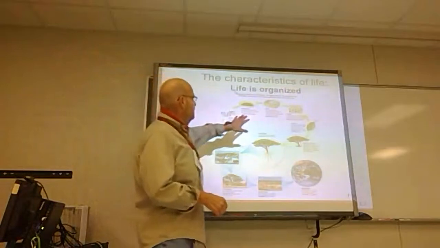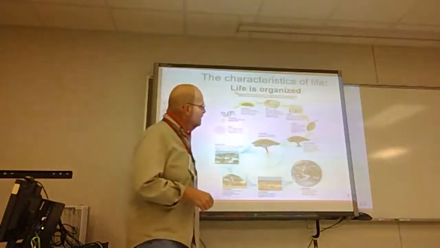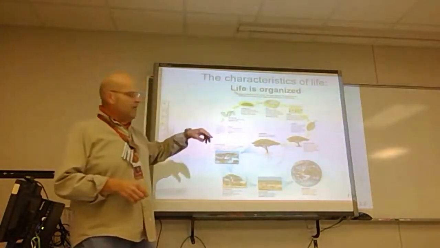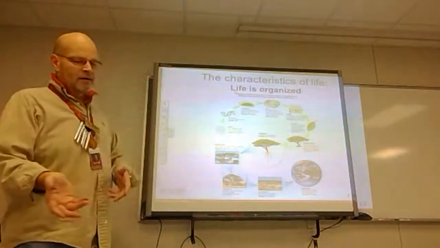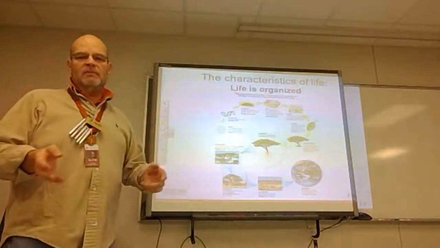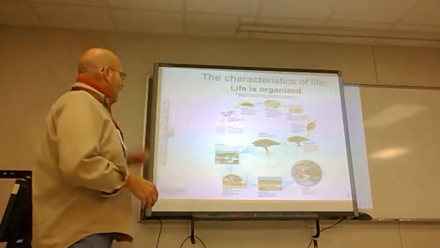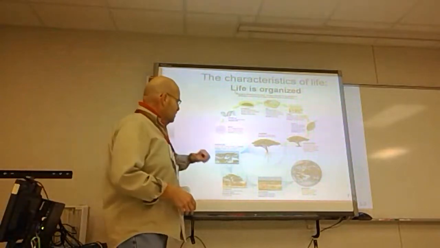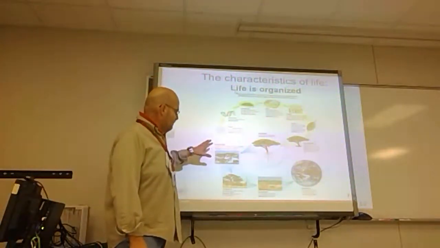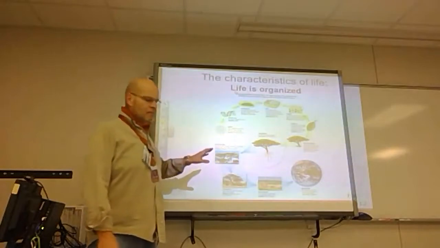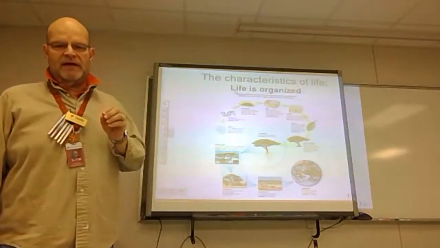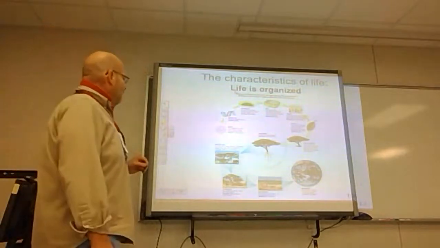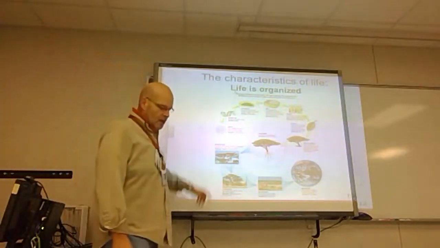A tissue: you put a whole bunch of different cells together and you make a tissue. You put several tissues together and you make an organ. You put several organs together, you make an organ system. You put organ systems together and you make an organism. And then we get to some more terms that we use every day, but in biology they have a definite meaning. And the first one of these is population.